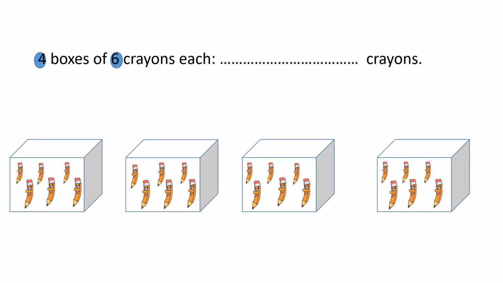4 boxes of 6 crayons each. The word each means times. So I am going to use the times. So I have 4 boxes of 6 crayons each. That means 4 times 6, which is equal to 24. So I have 24 crayons.